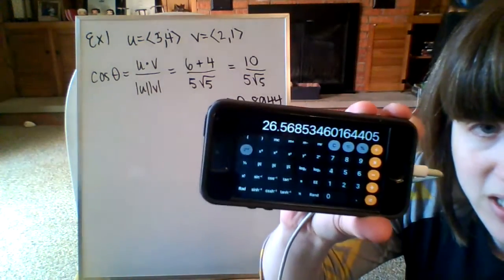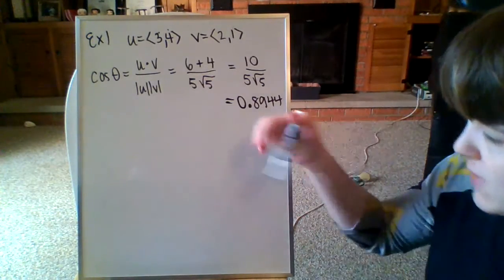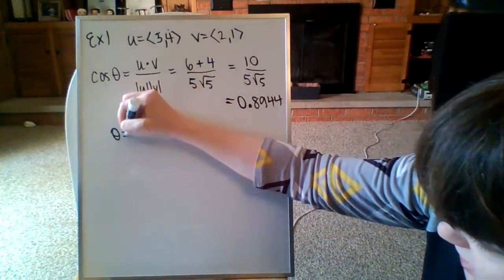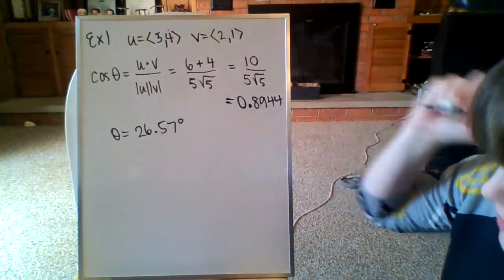And we're going to get 26.57. So that means that theta is 26.57 degrees.